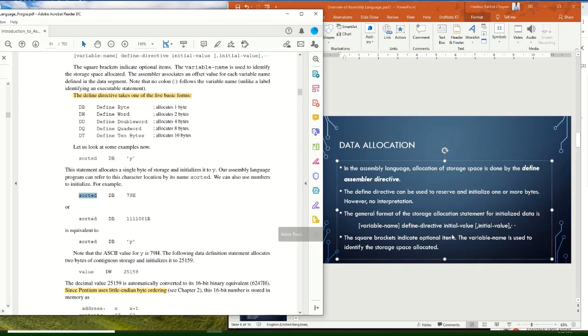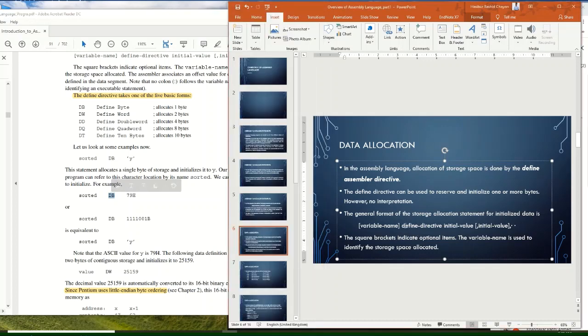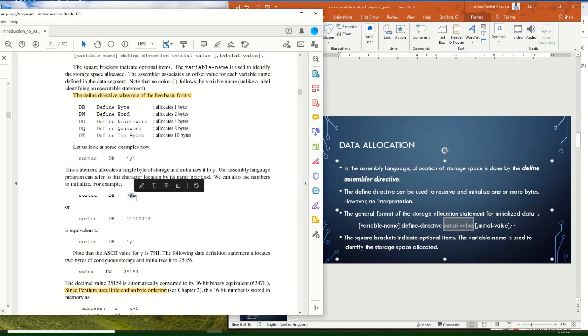So as we are comparing, first one is the variable name. After that, we write the define directive. That is a must thing. We have to write it because it is a must. After that, we have the initial value. That means it is also a must that you have an initial value of this variable. So this is the 79h. By the way, why do you write h? Because this is a hexadecimal number. That's why we write 79h. Original value is actually 79. Okay, so that's how we can define our data.